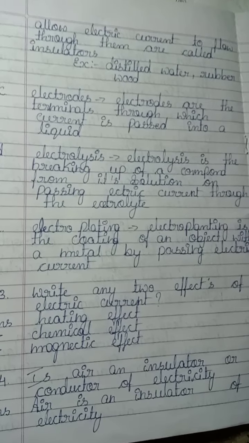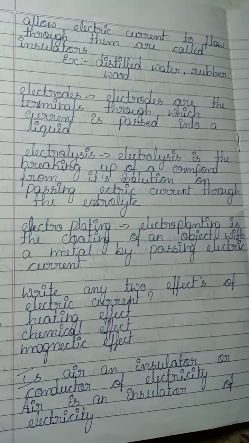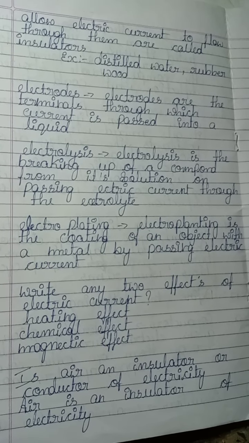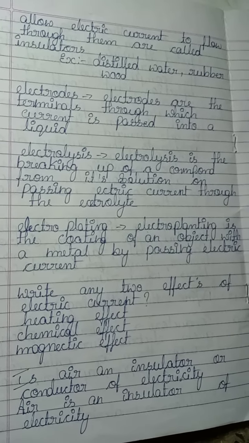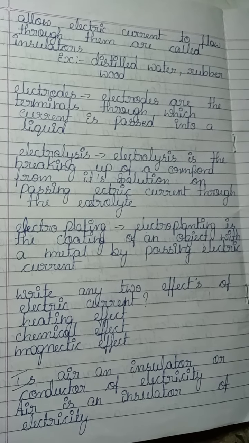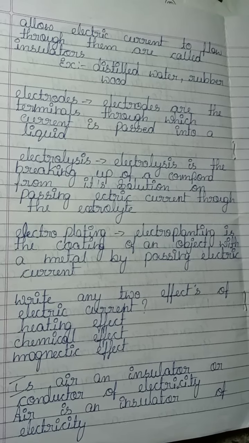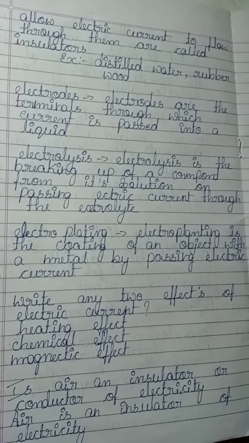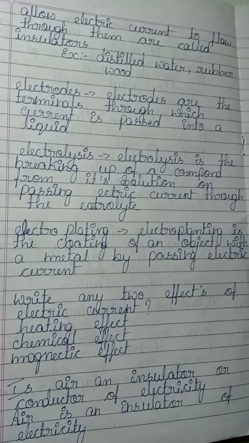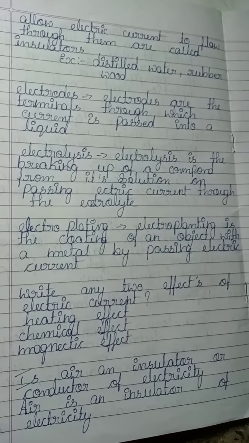Next, last question: is air an insulator or conductor of electricity? Air is an insulator, only when it is lightning time, thunder time, what happens is charges discharge, positive and negative, and at that time it is a conductor. Other than that, air is an insulator only, remember. Okay, so this much, learn all these question answers.